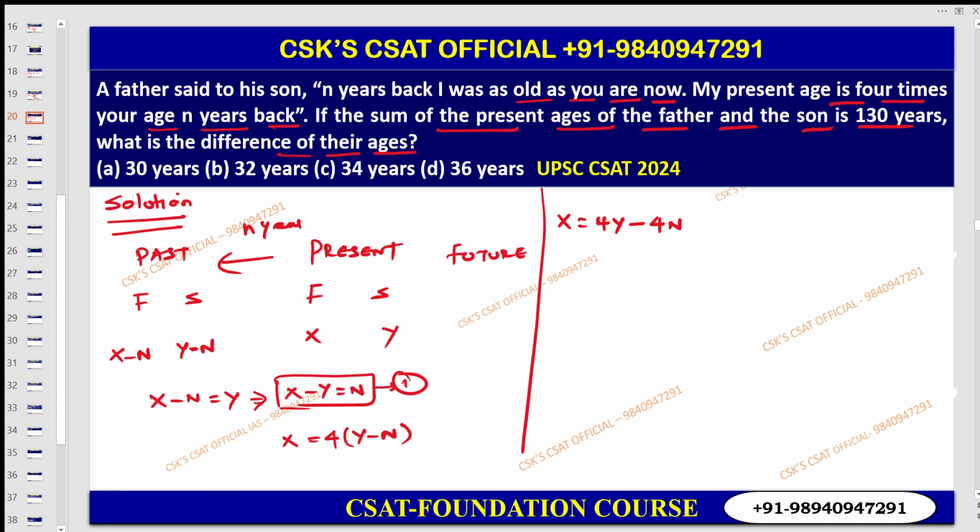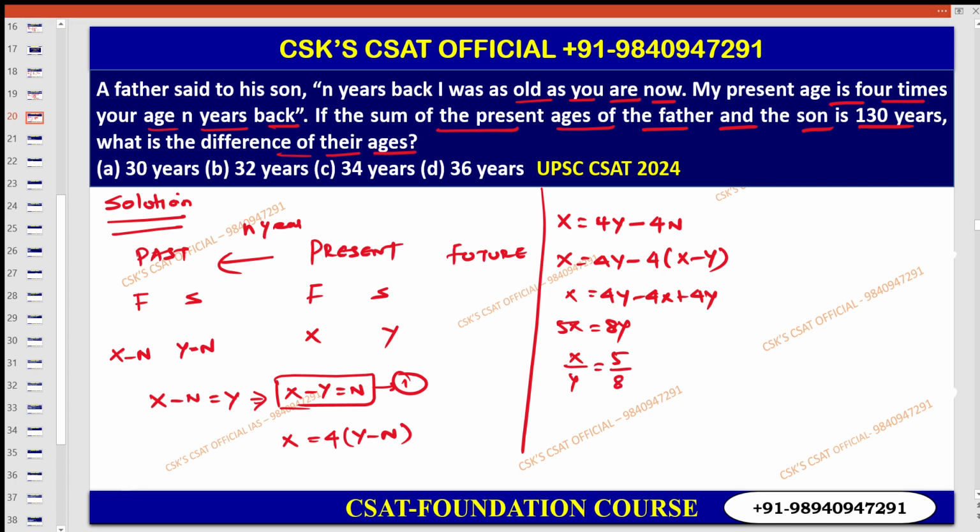So now we can substitute the value of n here: 4y minus 4 of x minus y, which is equal to 4y minus 4x plus 4y. So rearrange this one. It becomes 5x is equal to 8y. So the ratio is found. Now you have found the ratio here. x by y is equal to 8 by 5. Okay, be careful, so 8 by 5.